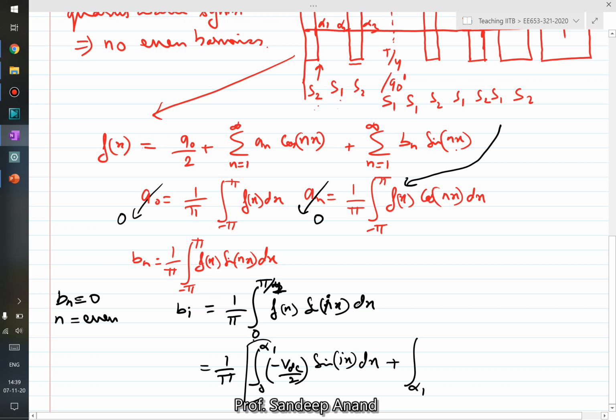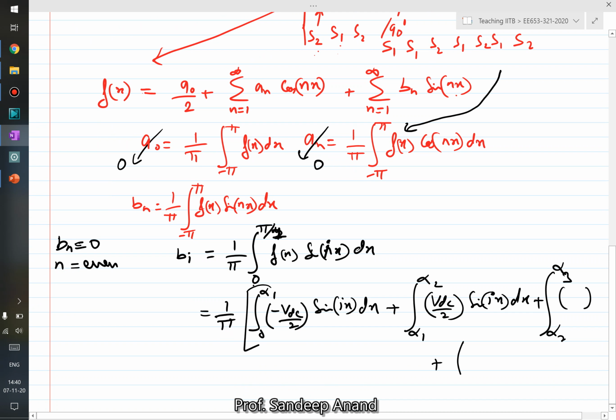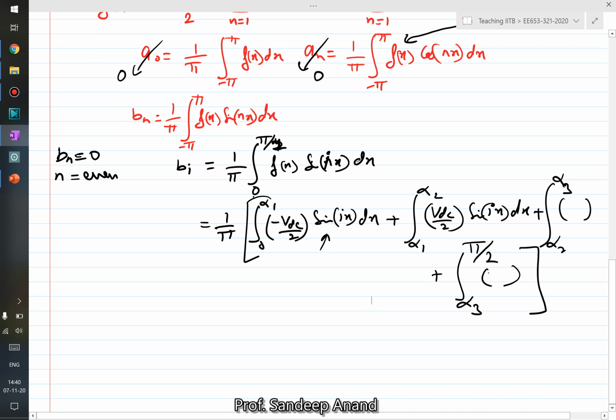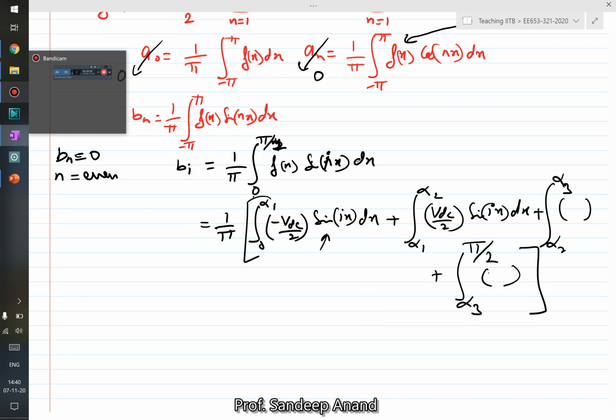plus integral going from alpha 1 to alpha 2 of Vdc by 2 sine of ix dx, and similarly going from alpha 2 to alpha 3 there will be one more integral, plus one more integral going from alpha 3 to pi by 2. So you'll have a total of 4 integrals, right? You can solve these 4 integrals. These sines would get converted to cosines, right? And with a little bit of rearrangement you would be able to get this equation.